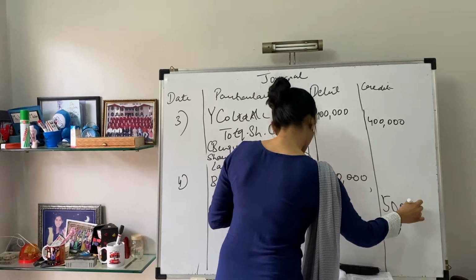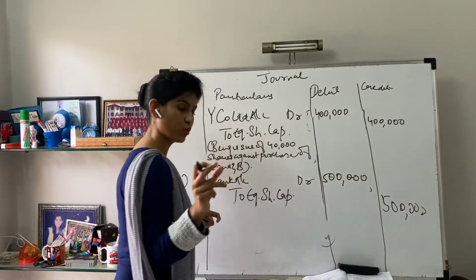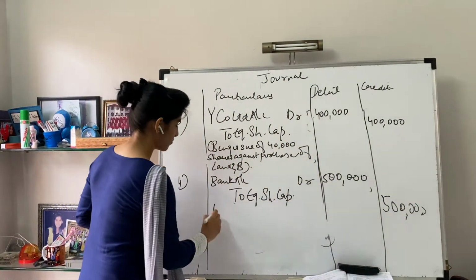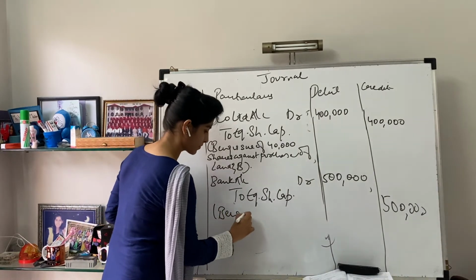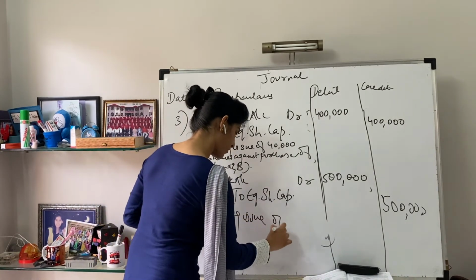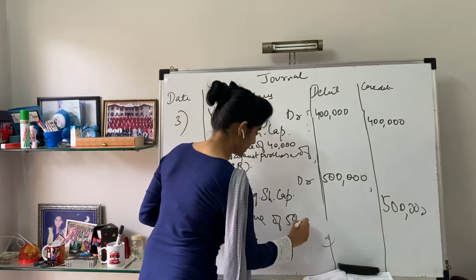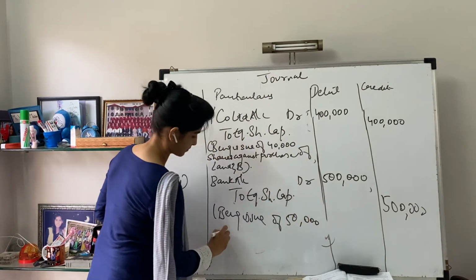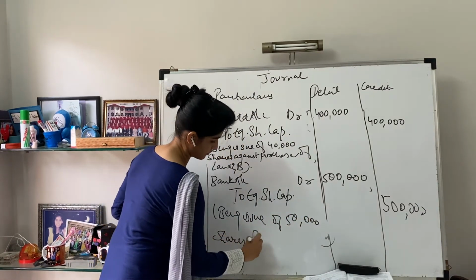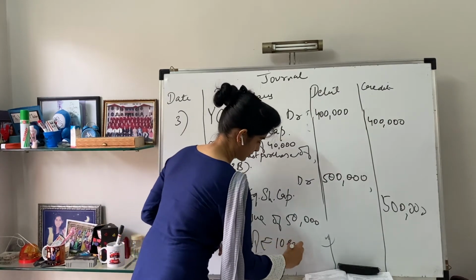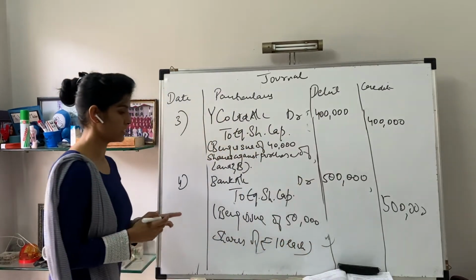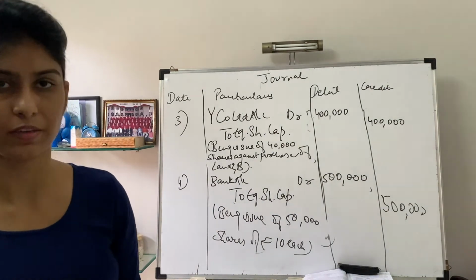Because we are being told to issue the balance shares, being issue of 50,000 shares of rupees 10 each. Note down these two entries, then we'll move on to our balance sheet part.